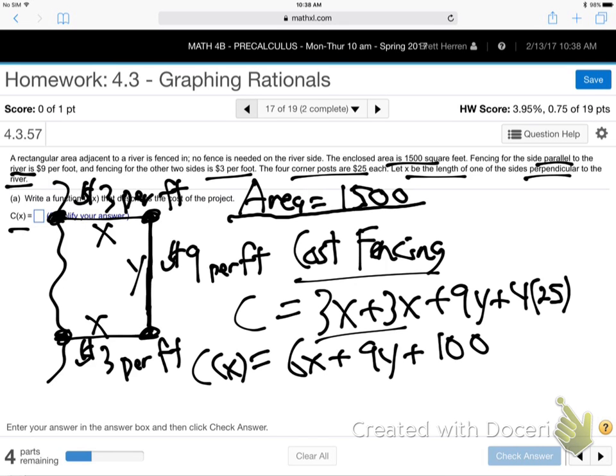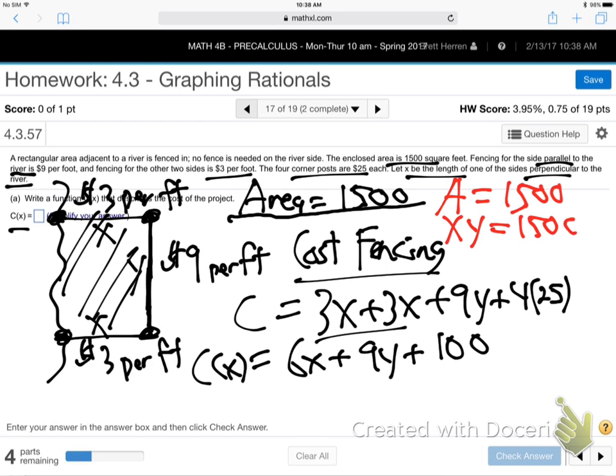Yeah, right there. Area. Haven't used that yet. How do you find the area of this shape? How do you find the area of any rectangle? One side times the other. Call it length and width, or base and height, or X and Y. Whatever you call it, it's one side times the other. So the area is 1,500. That means X times Y is 1,500. That makes sense? Just one side times the other. So then I can solve for Y, divide by X. So Y is 1,500 over X.